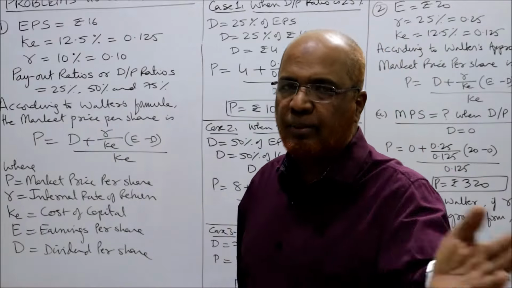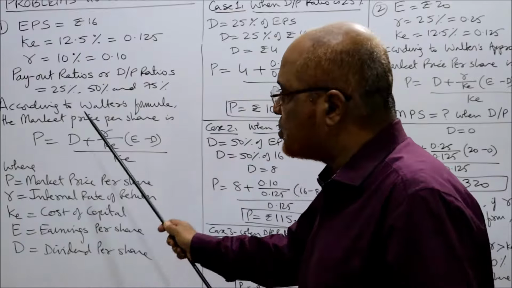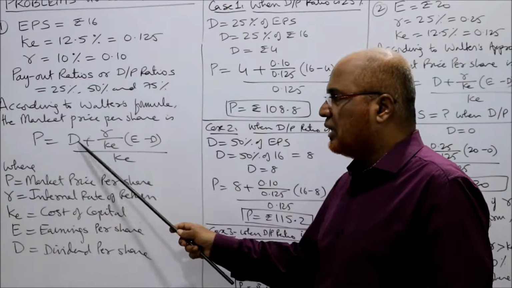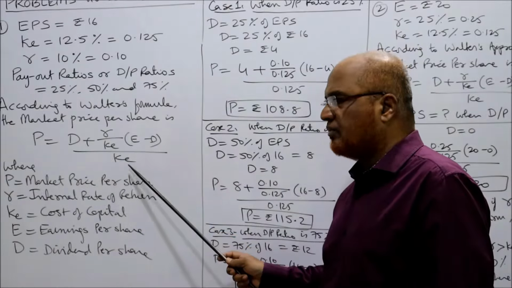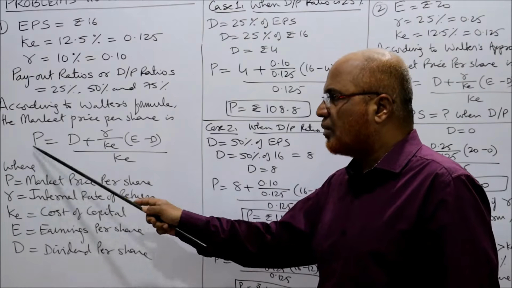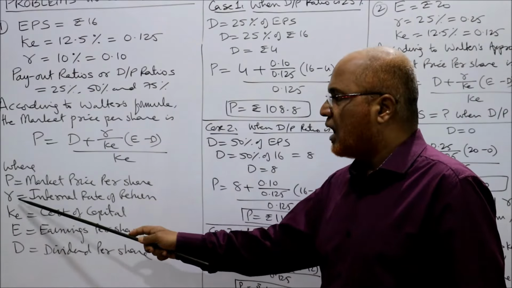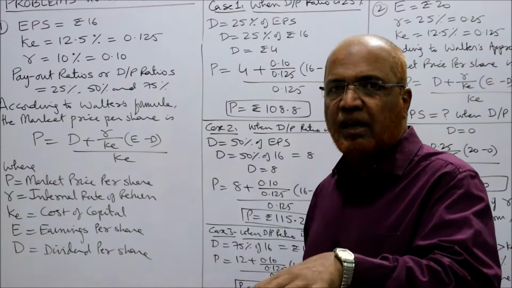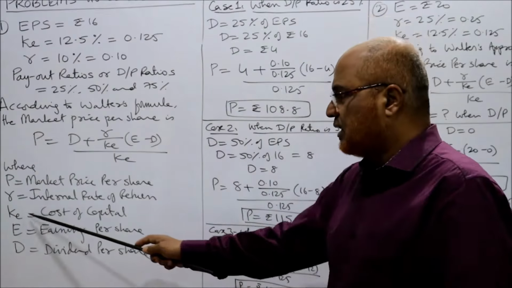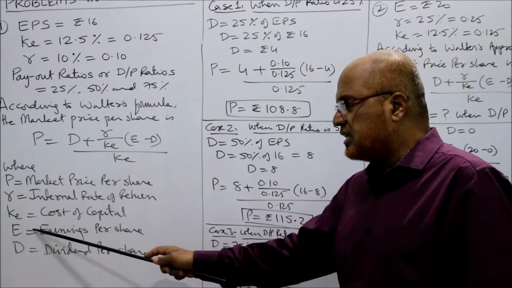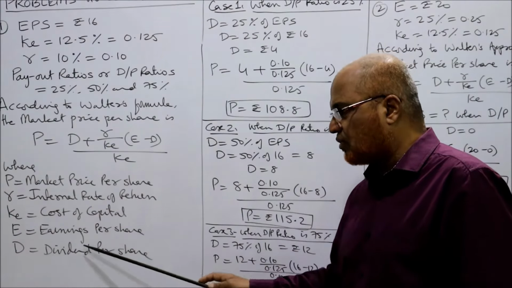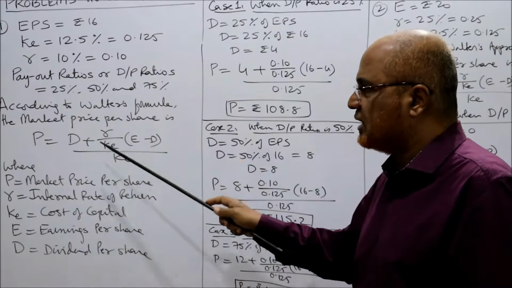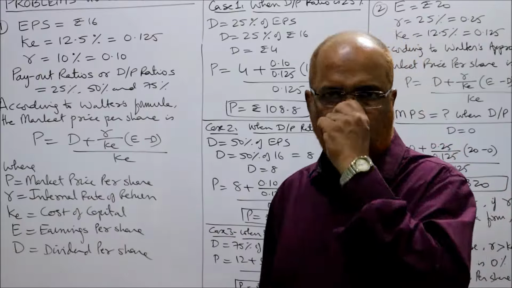Remember this formula in the coming problems. In every problem you have to apply this formula. Only one formula is given by Walter. P is equal to D plus R by KE into (E minus D) divided by KE, where P stands for market price, which we have to find out. R stands for internal rate of return, the return which a company earns on its investment. KE stands for cost of capital. E stands for earnings per share and D stands for dividend per share. Now we will apply all these values in this formula to get the market price of share.